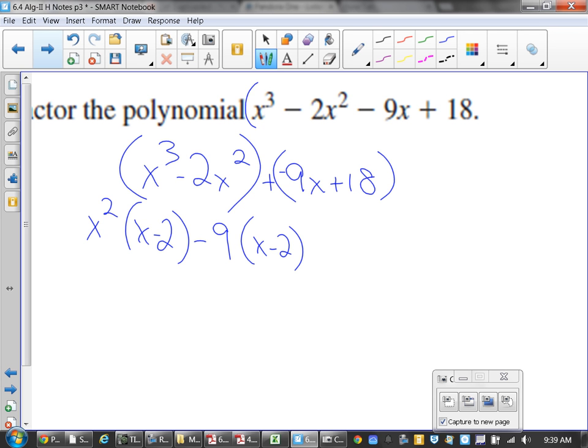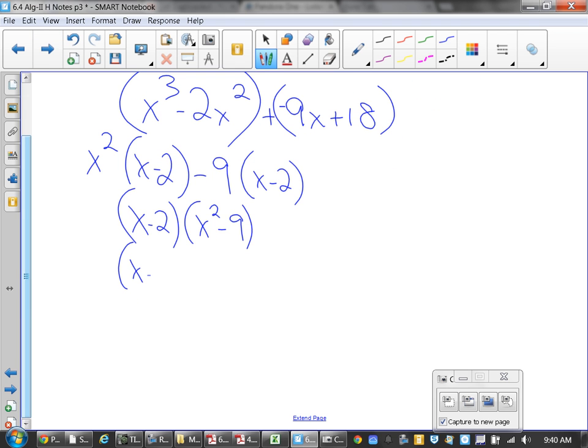Okay. Now, are both of those things in the parentheses the same? Yep. So I write it down. We have x minus 2. And what am I left with? x squared minus 9. Am I done yet? Difference of squares. Is x squared a perfect square? Is 9 a perfect square? Is it a subtraction sign? Yes. Which means I can still factor. So I wind up now with x minus 2, x minus 3, and x plus 3.